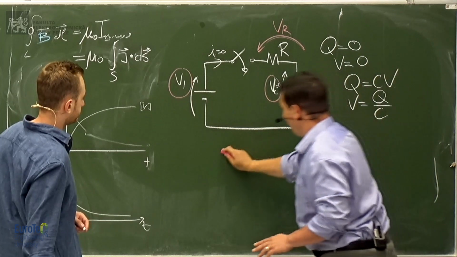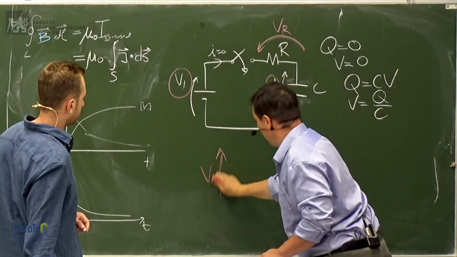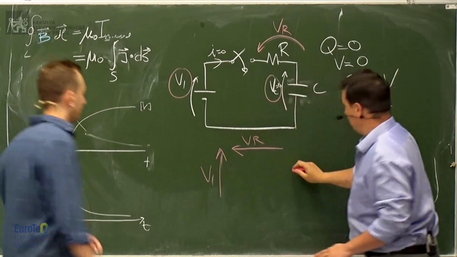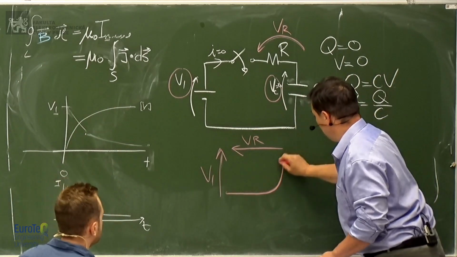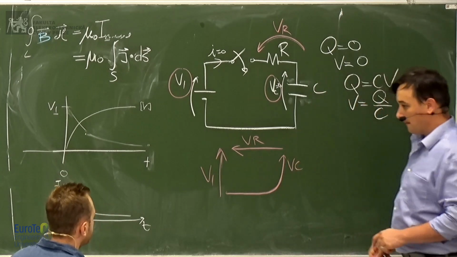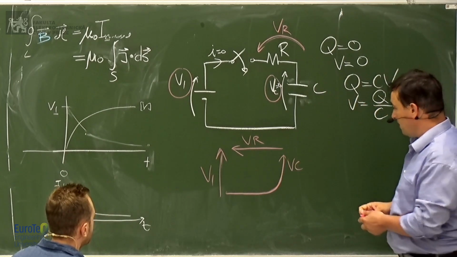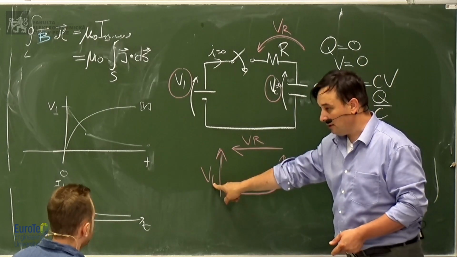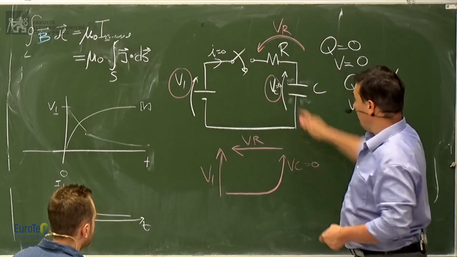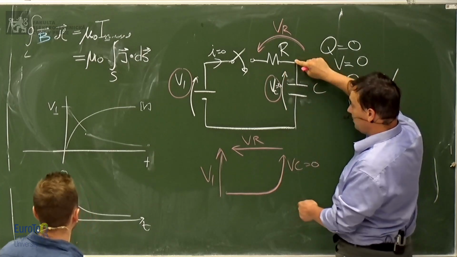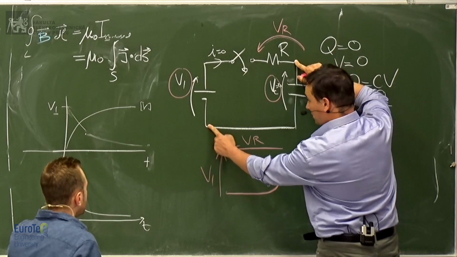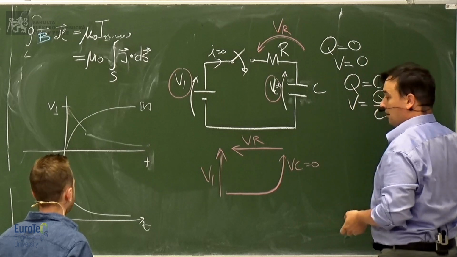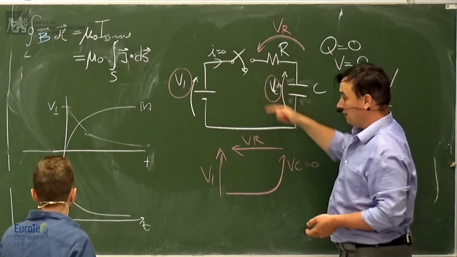Yes. So you have V1, VR, and VC. Now, VC is 0. So VR is equal to V1. Okay. So if this voltage is 0, it means that this point is at the same potential of this. Yes. So the current will be V over R. V1 over R. Yeah. Okay.